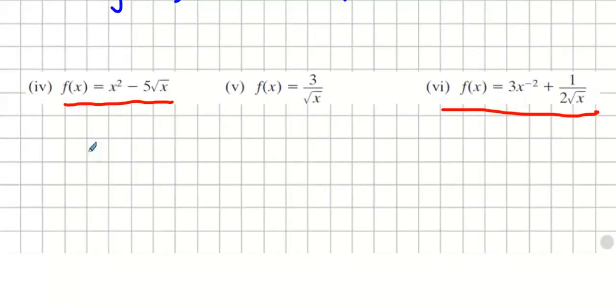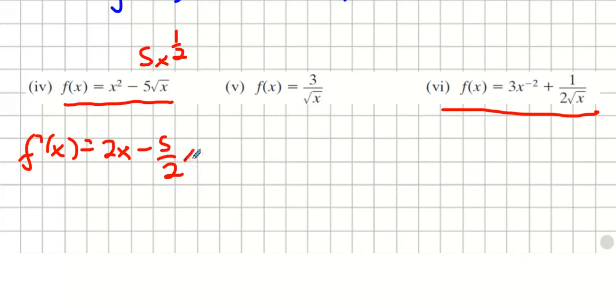All right. So you put f dash x means first derivative. Bring the 2 to the front, you get 2x. Was it 5x to the power of a half? So who got a 5 over 2? 5 divided by 2, take away 1. X power minus a half. Okay, now the next one.